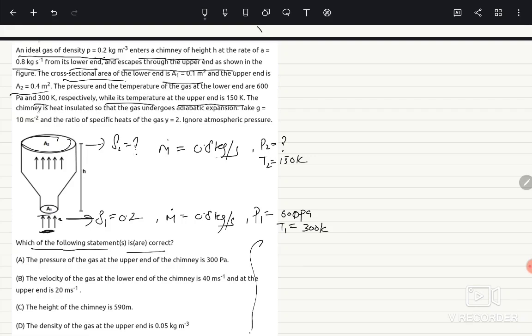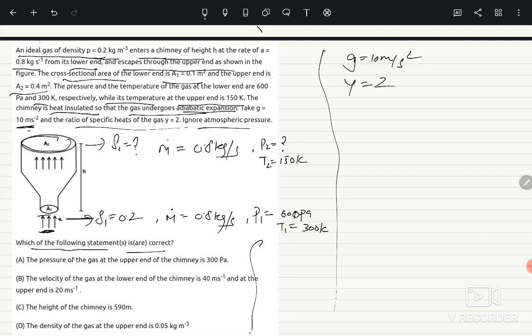So next part is that the chimney is heat insulated. No heat is going inside, or no heat is coming from inside to outside and outside to inside. No heat exchange is there. The process is having adiabatic expansion. The value of g is given as 10 meter per second square. The ratio of specific heats gamma is given as 2. Ignore atmospheric pressure. So here the atmospheric pressure in both the cases is being ignored. So 4 options are given.